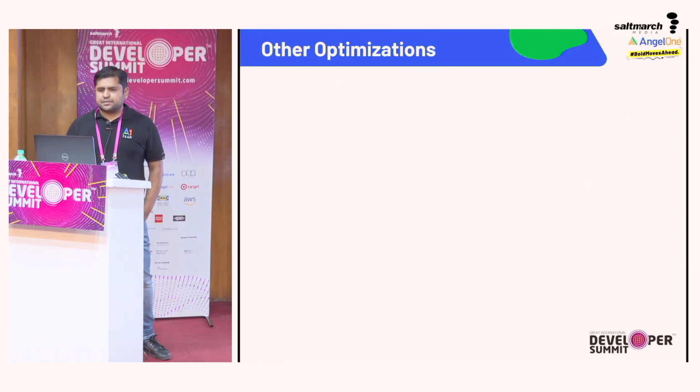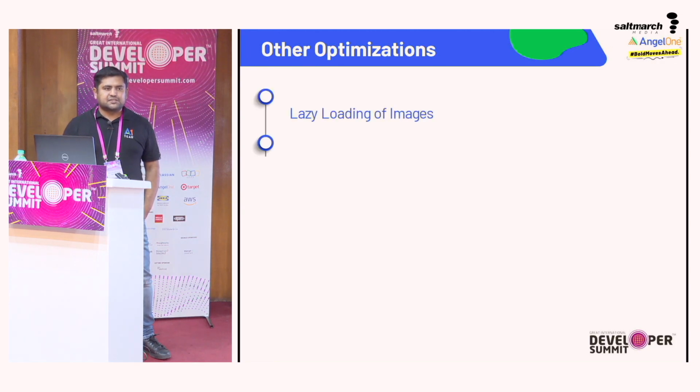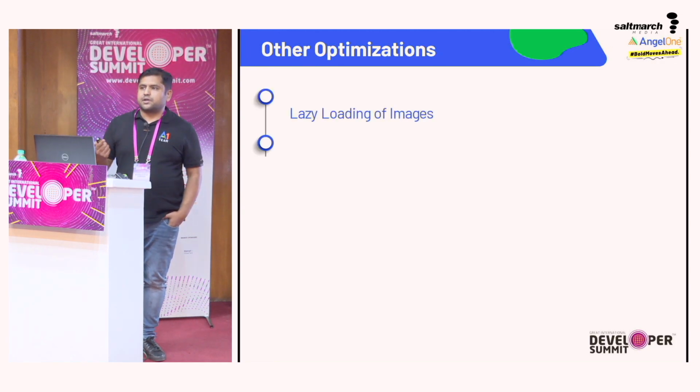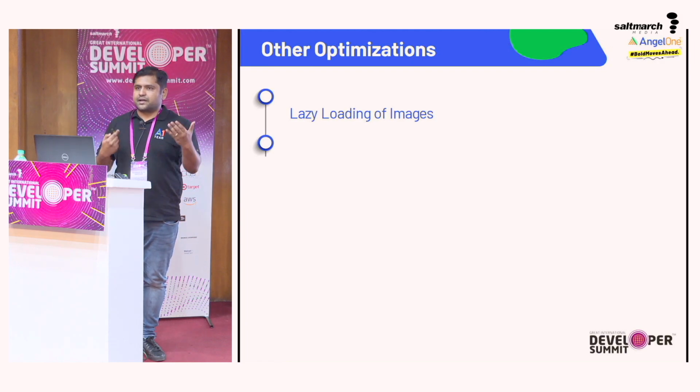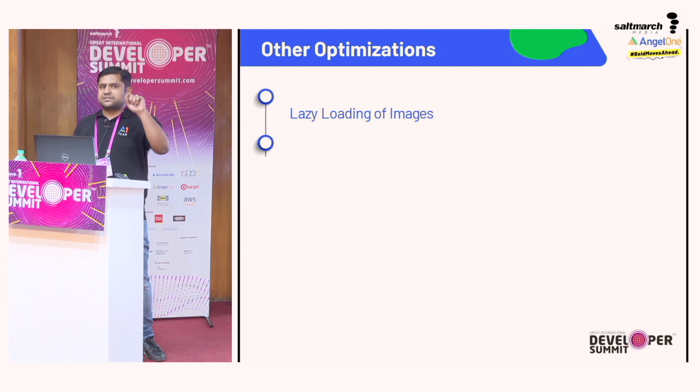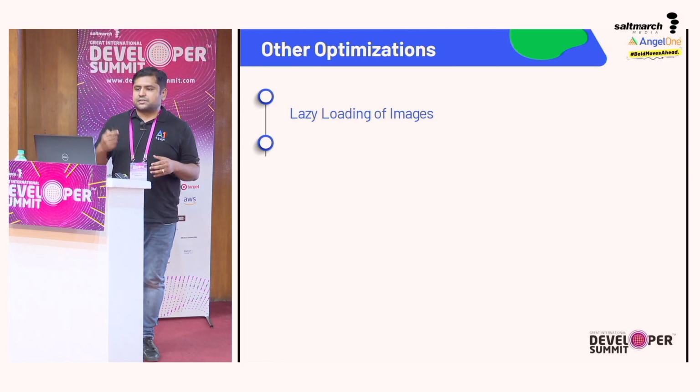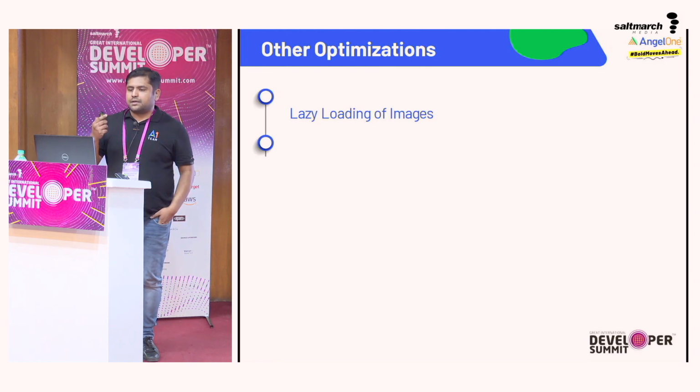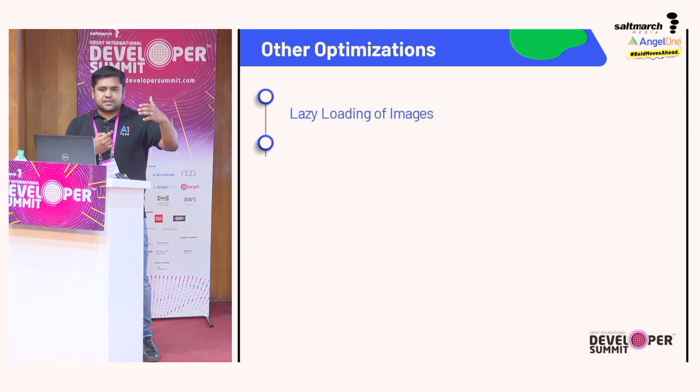Now, apart from this, there are other optimizations we did, like lazy loading of images. Suppose you have an image which is not in the first viewport, you can mark those images as lazy. Until your section comes into the viewport, the browser is not going to load that image. Hence, this results in faster initial page load, because the browser doesn't need to fetch those images and do the extra work. It will only load those images once that section comes into the viewport.